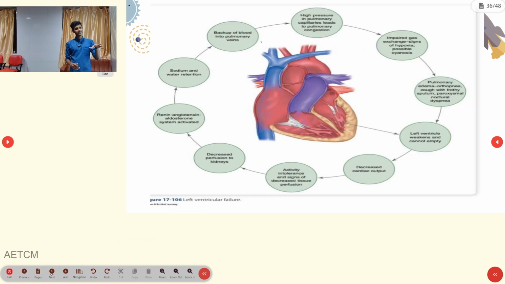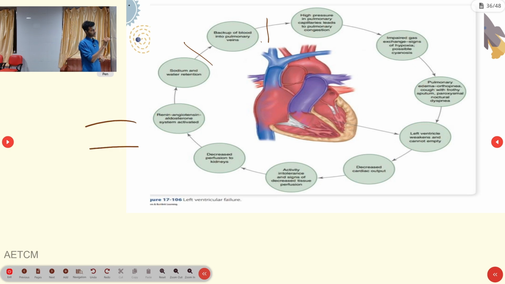So the same thing is happening in the left ventricle. Left ventricle means decreased cardiac output. So the same concept, until this sodium and then water retention happens. Because of that, there we told systemic vascular overload, fluid overload. Here the fluid backs up in the pulmonary veins. Okay, then it leads to high pressure in the pulmonary capillaries.